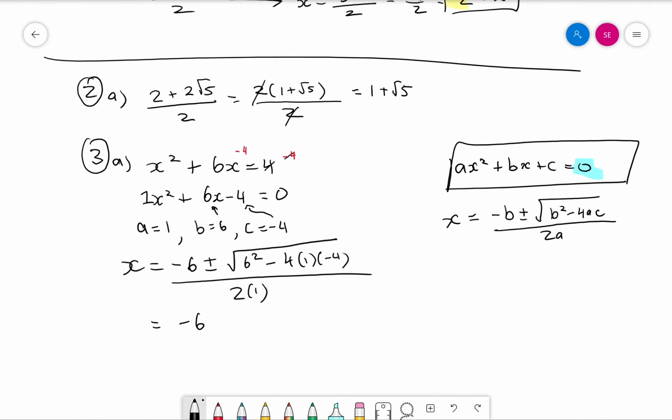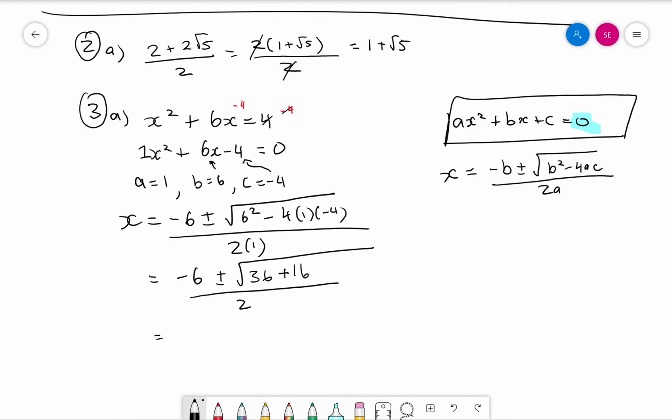So it'll give us minus 6 plus or minus 6 squared is 36, minus 4 times 1 times minus 4, we get positive 16, over 2. So you get minus 6 plus or minus square root of 52 over 2.